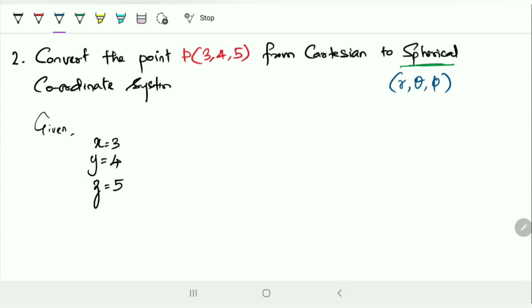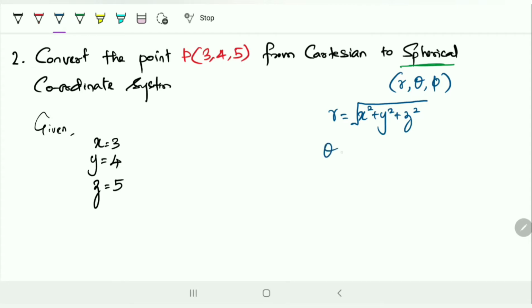So now let us write the formula for that in terms of Cartesian. R is equal to the square root of x square plus y square plus z square. So we are going to sum up the squares of all the three coordinates in the Cartesian system.